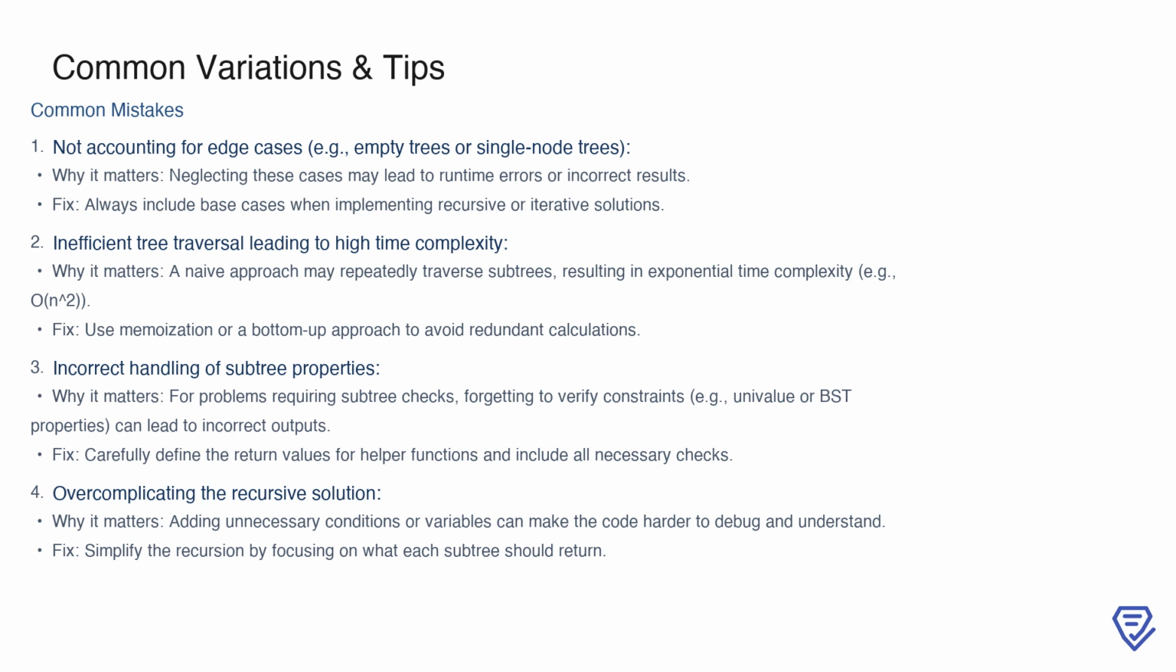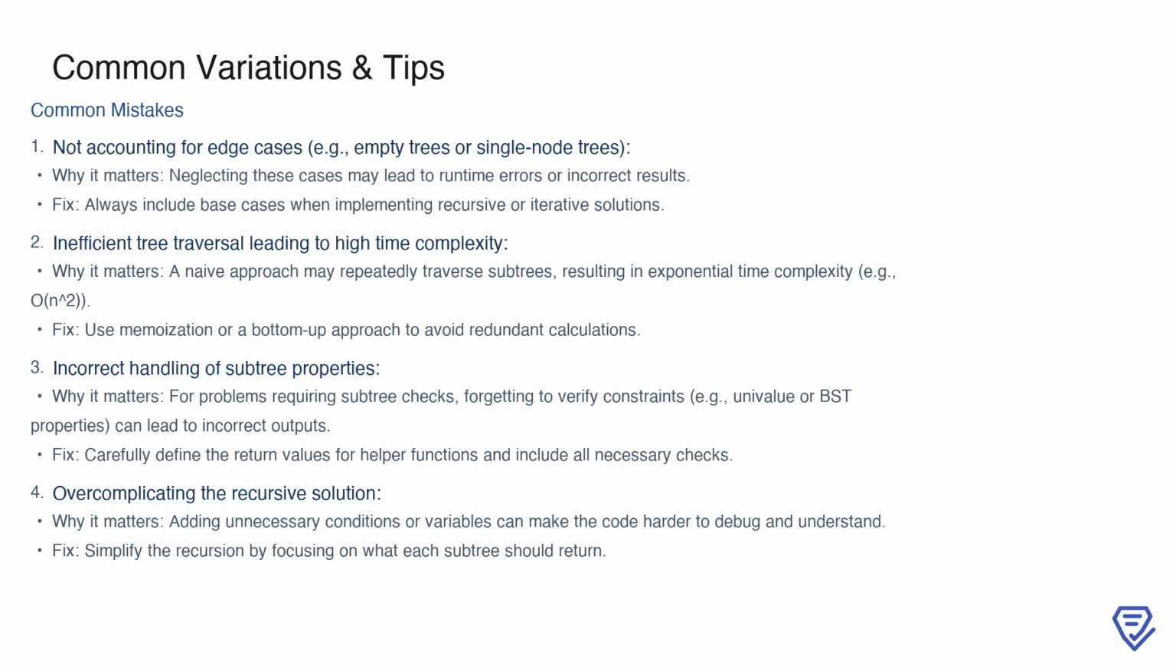Another issue is inefficient tree traversal. A naive approach might traverse the same subtrees multiple times, leading to a time complexity as high as n squared. Instead, you can optimize this by using memoization or adopting a bottom-up approach, which avoids redundant calculations. Additionally, when dealing with subtree properties, it's crucial to verify all constraints, like checking if a subtree is univalue or satisfies binary search tree properties.